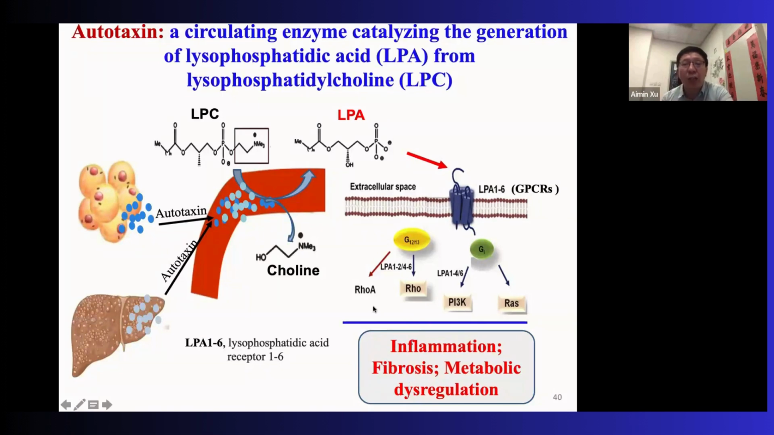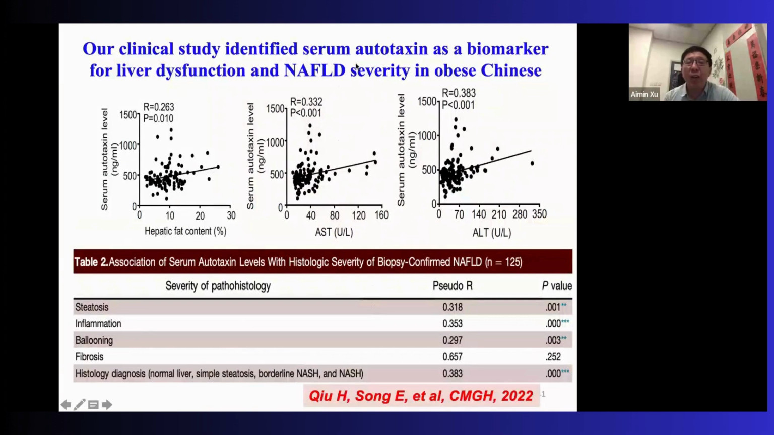In our clinical study, we found that serum autotaxin is a biomarker closely associated with liver dysfunction and MAFLD severity in obese Chinese. As you can see from here, hepatic fat content is closely associated with the serum autotaxin level, and also with the ALT/AST level. This autotaxin level is also associated with the histological severity of NAFLD in biopsy-proven patients, including inflammation, ballooning, fibrosis, and also histological diagnosis.